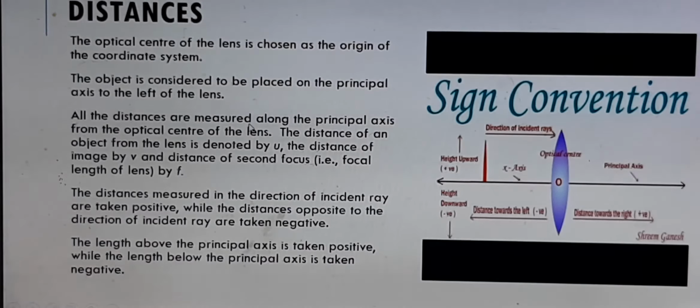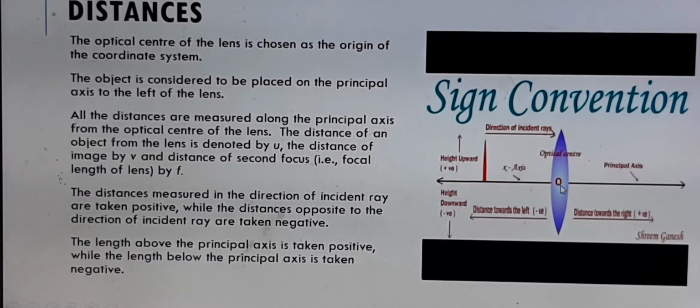All the distances are measured along the principal axis from the optic center of the lens. So we will start measuring from the optic center. Suppose the object is placed here, we will measure from the optic center to the object. If the image is on the other side, we will measure from the optic center to the image. That is how all the measurements are taken.